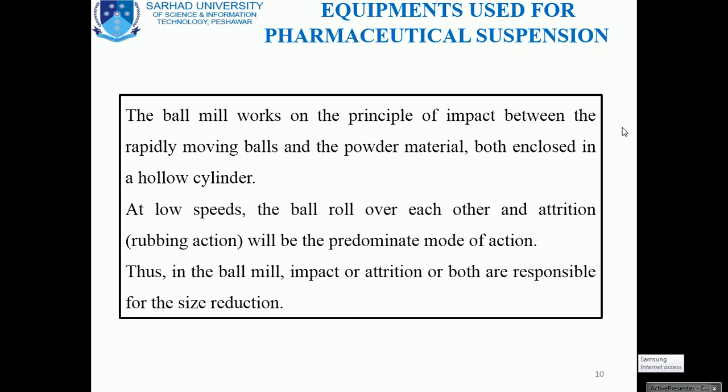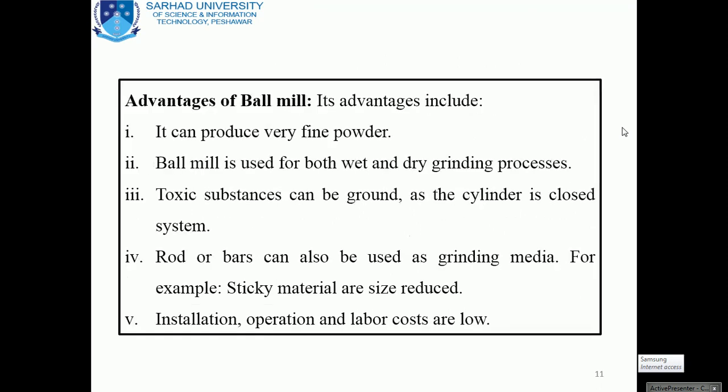Between the rapidly moving balls and the powder material, impact occurs, while at low speed the balls roll over each other and attrition, that is the rubbing action, occurs and is the predominant mode of action. Hence it is clear that both impact and attrition are responsible for the processing of the material.